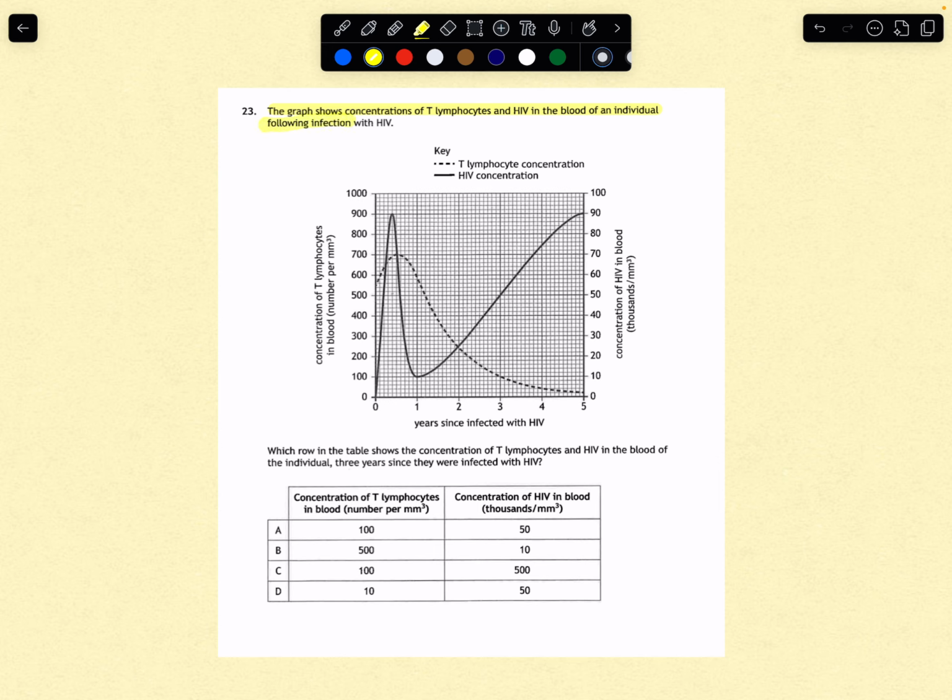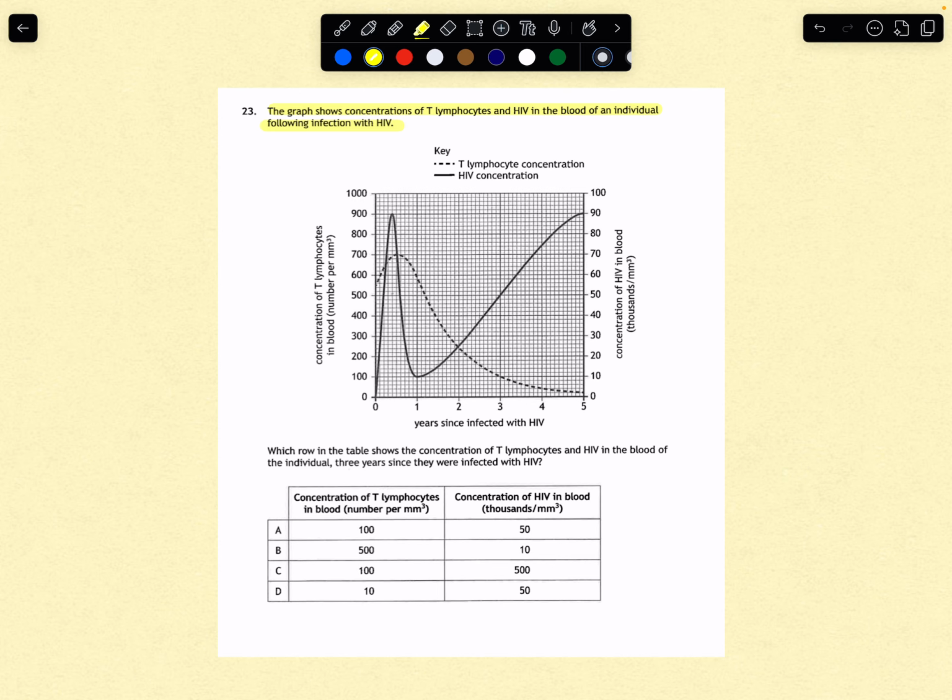Okay, so the context is this graph here shows concentrations of T lymphocytes and HIV in the blood of an individual following infection with HIV. Okay, so nothing that's really going to help you answer the question here, but it frames the question and gives you a bit of context to it.